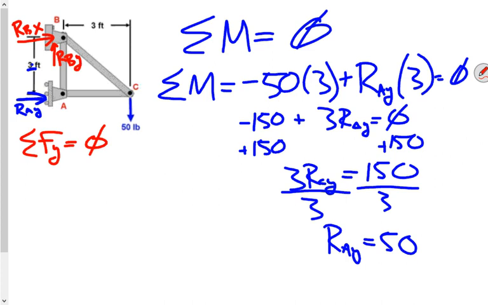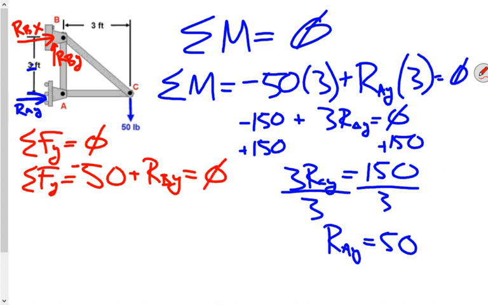So when we list our forces, we'd say the sum of the forces of the Y is going to be equal to 50 going down, so we'll make that negative, and RBY going back up, and that's equal to 0. So solving for it, that means that RBY has to be equal to a positive 50. Okay, and we have one last force. We've got to do X, sum of the forces in the X direction.